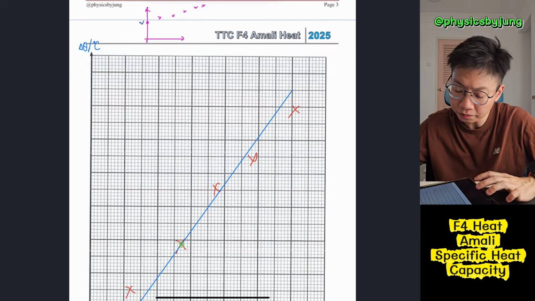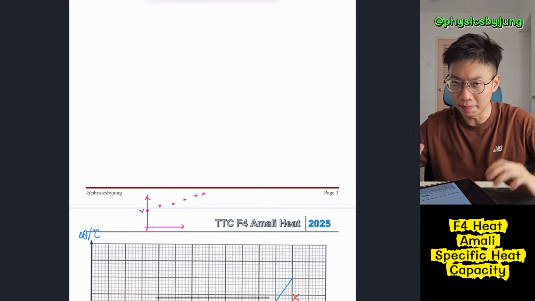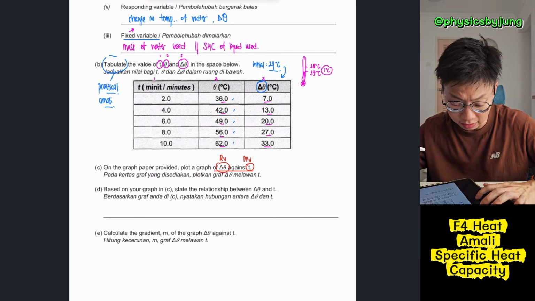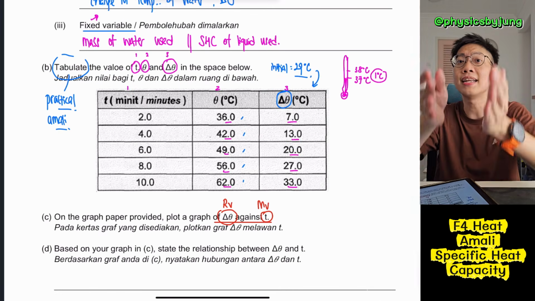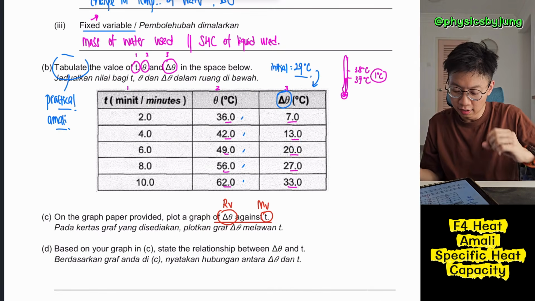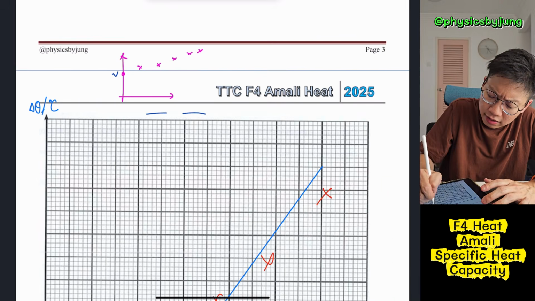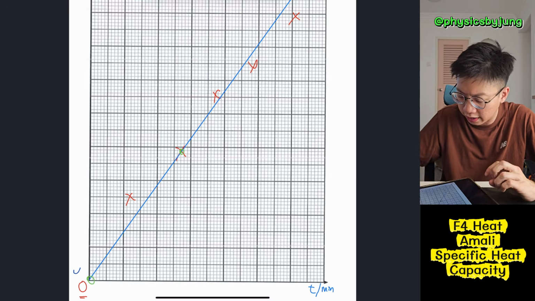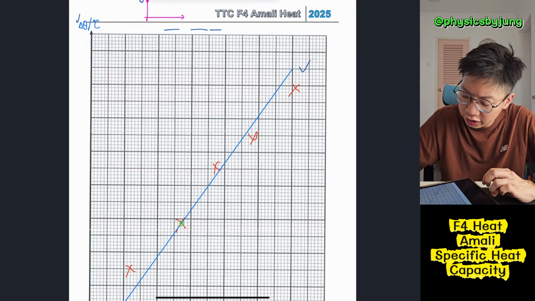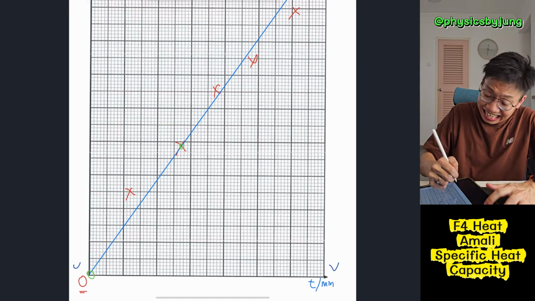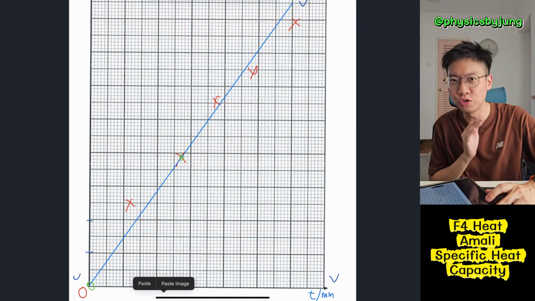Okay, alright. So definitely your line will not be perfect. But it's the practical, so your teacher will accept the imperfections. So once you plot the graph already, you want to write the title. Check the zero, axis, line, points and scale, then you should be fine.